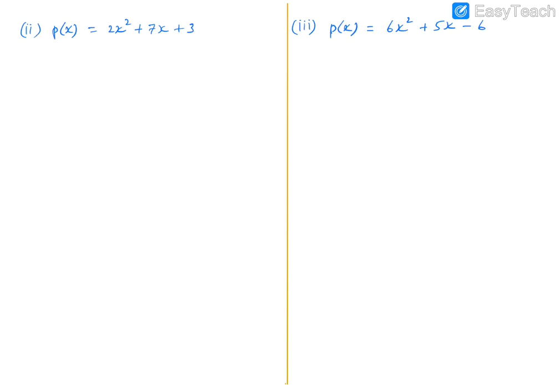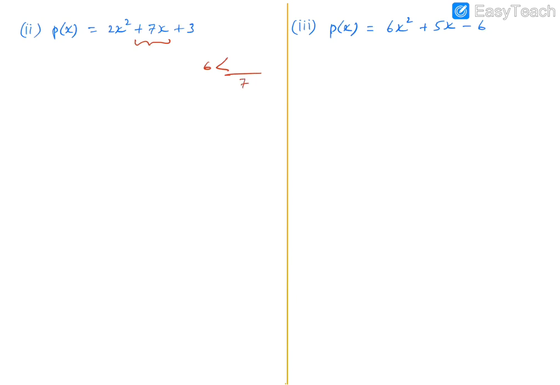So let's do the second question. We have p of x given by 2x squared plus 7x plus 3. So how do we split this? We need to split the middle term, 7x, such that when we add the two numbers, we get 7, and when we multiply the two numbers, we get 2 into 3, the product of the coefficient of x squared and the constant term, which is 6. So the product should be 6 and the sum should be 7.